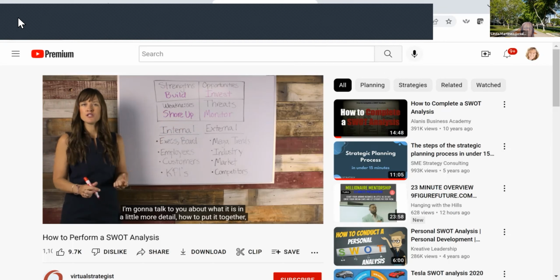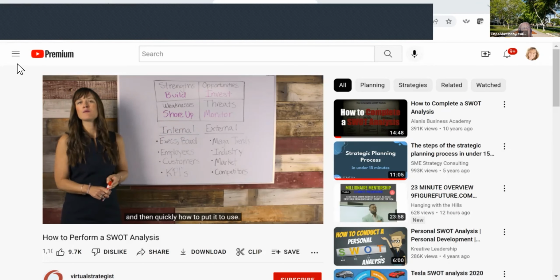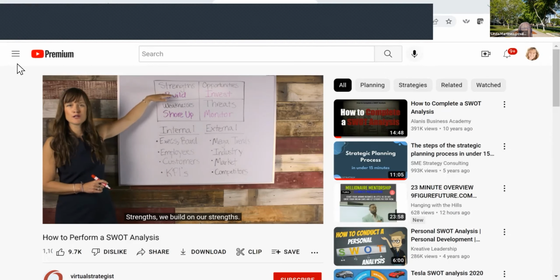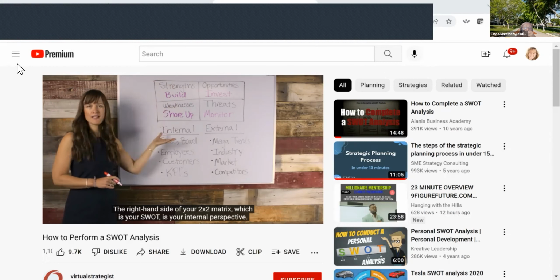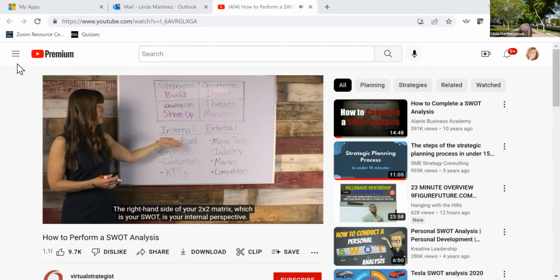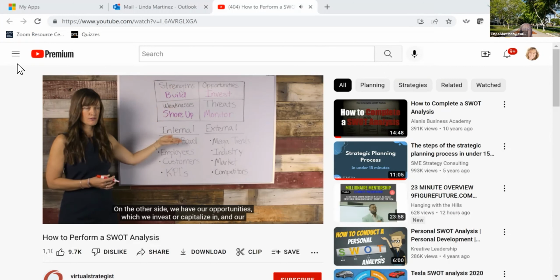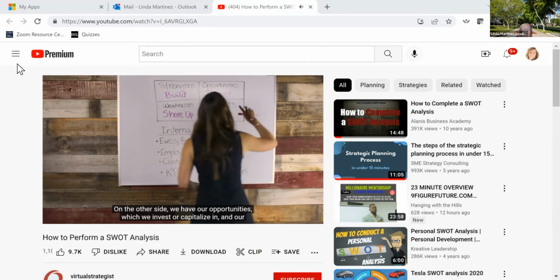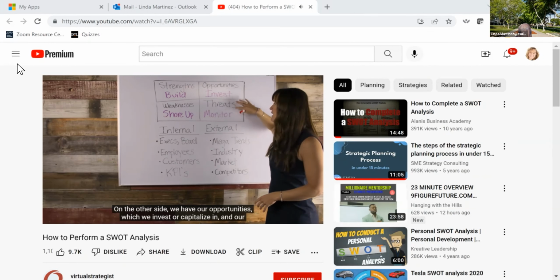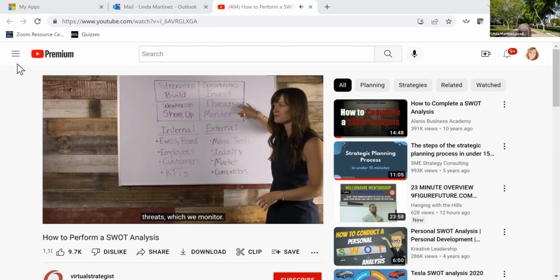So I'm going to talk to you about what it is in a little more detail, how to put it together, and then quickly how to put it to use. Let's jump in. Strengths, we build on our strengths. Weaknesses, we shore them up. The right-hand side of your 2x2 matrix, which is your SWOT, is your internal perspective. On the other side, we have our opportunities, which we invest in or capitalize on, and our threats, which we monitor.